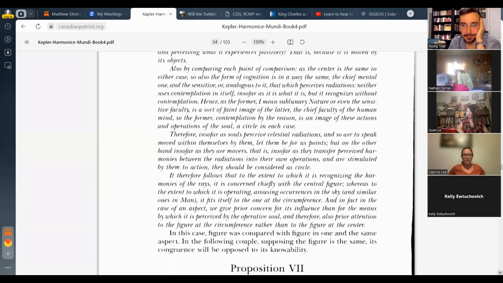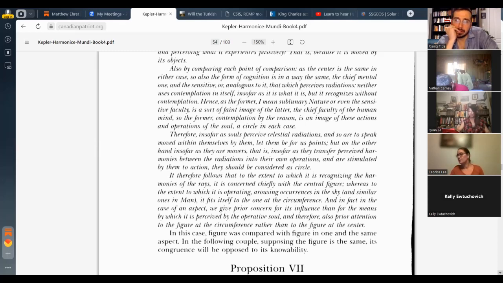Also, by comparing each point of comparison, as the center is the same in either case, so also the form of cognition is in a way the same. The chief mental one and the sensitive or analogous to it, that which perceives radiations, neither uses contemplation in itself insofar as it is what it is, but it recognizes without contemplation. Hence, as the former, I mean sublunary nature or even the sensitive faculty, is a sort of faint image of the latter, the chief faculty of the human mind.